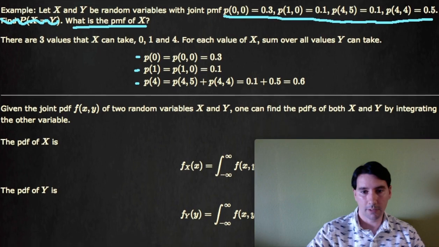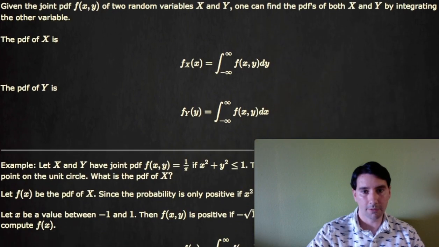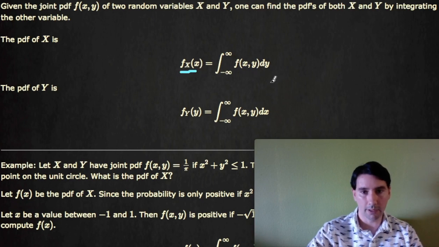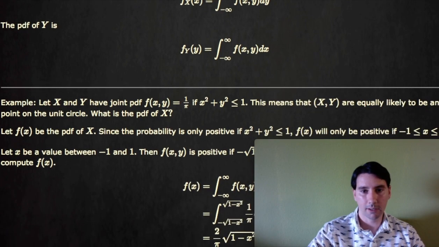So this little p function is the PMF of X. And you can do the same by integrating over the PDFs if we're given a joint PDF. Given a joint PDF of two variables X and Y, we can find the PDF of X, where f of x is equal to the integral from negative infinity to infinity of f of x, y, dy. So we just integrate out the y value. Or to find the PDF of Y, we integrate out the x value. So f of y is the integral from negative infinity to infinity of f of x, y, dx.